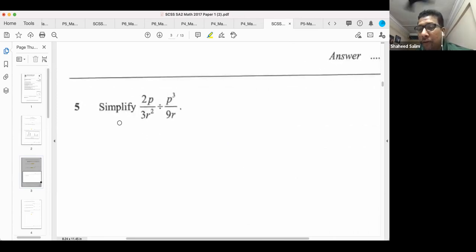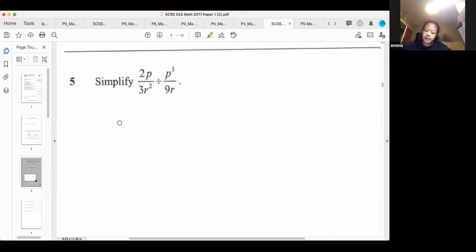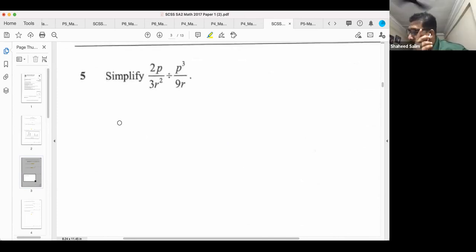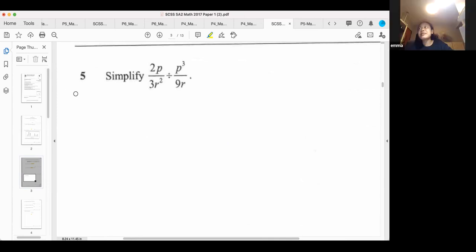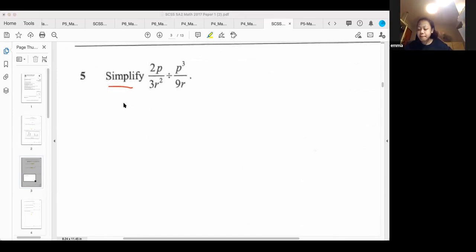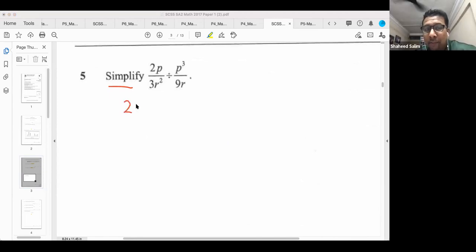Have you done this one? Yes, but I don't know how to solve it. Okay, do you know how to do this? How to solve it? Okay, this one is simplify, no? You're not solving. We simplify means to neaten. You are a very neat girl, so you know how to do this. I'm quite a messy guy.